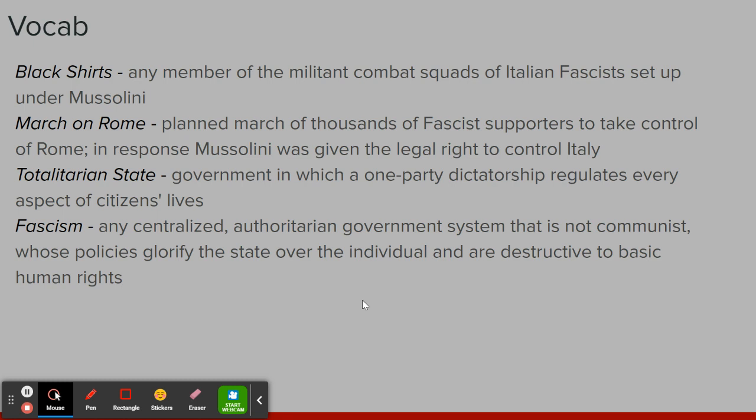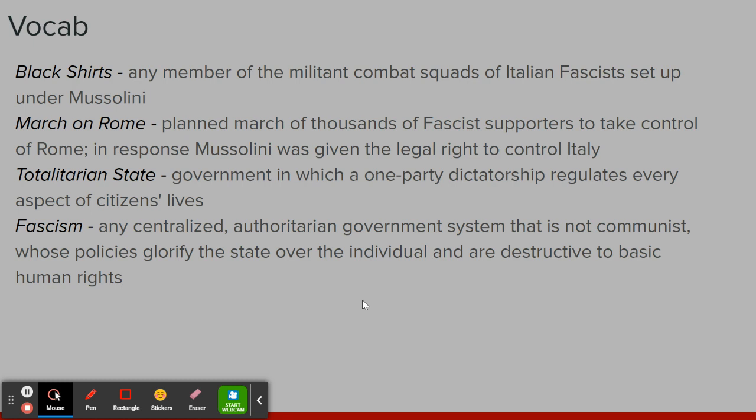The black shirts, these are Mussolini's Italian fascists. They're just going to be members of the fascist party. They're mostly going to be young men. And you can think of them as like a bunch of thugs, essentially, for the fascist party. They will go around and beat up anybody who disagrees with them.